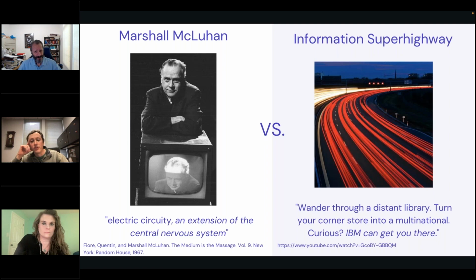An ad from this era kind of gives you the sense of this. So this is an IBM ad that appeared in the 90s during the internet boom. Wander through a distant library. Turn your corner store into a multinational. Curious? IBM can get you there, right? This is not a place for fiction, right? It's a place for serious business.